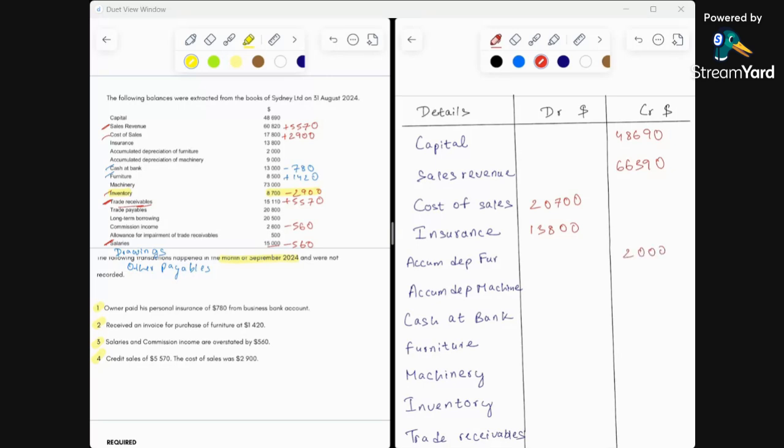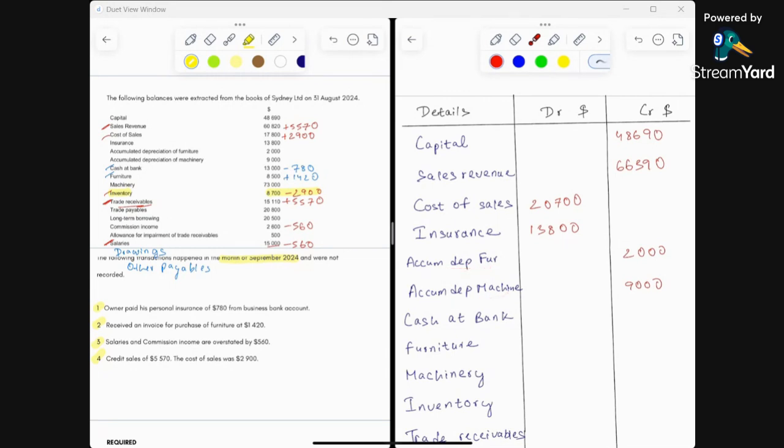The same thing applies for the accumulated depreciation of machinery, which is 9,000. You can see I didn't write the full form. I just wrote accum dep because I didn't have enough space, but make sure to write the full form and all the words when you prepare this in your exams, okay?